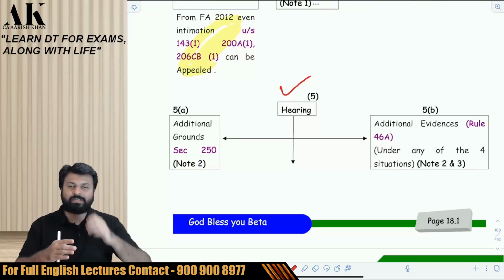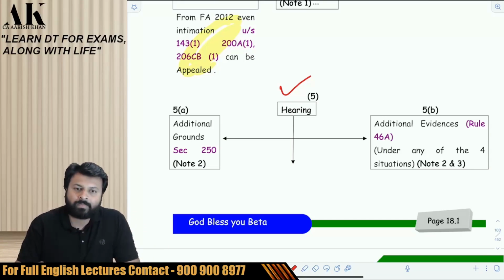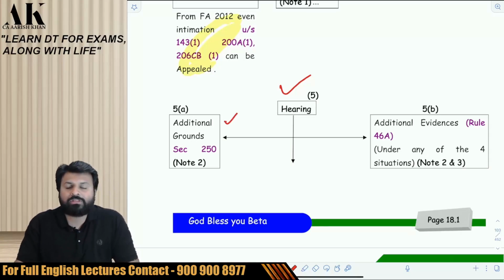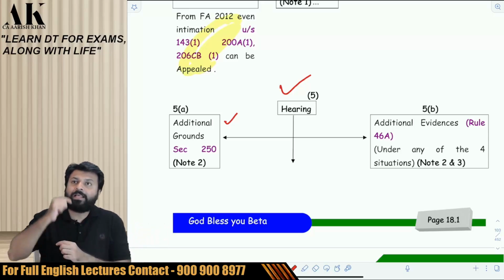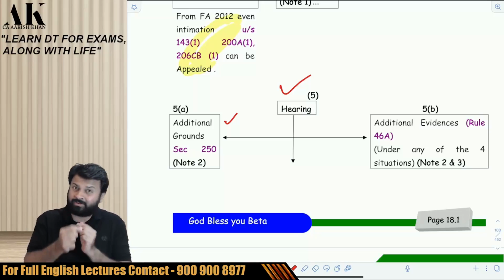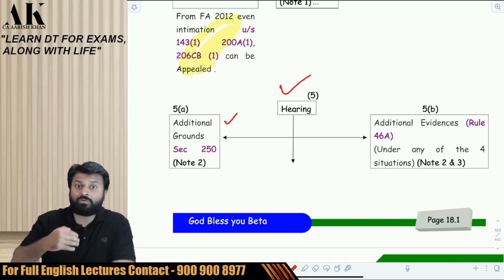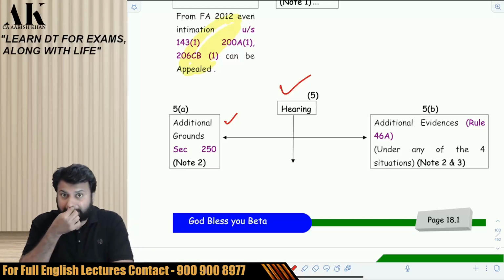Now, during hearing, what can happen? There are 3 authorities which are sitting. Assessee is sitting here, AO is sitting here, CIT appeal is sitting here. There you can put forth certain additional grounds. What do you mean by additional grounds? Appeal is going on, and you can tell the officer, that is CIT appeal, that I have not appealed on this aspect. Can I appeal on this aspect also? Suppose you have appealed on the aspect of depreciation earlier. Now you want to appeal on one more aspect. That is known as additional grounds.